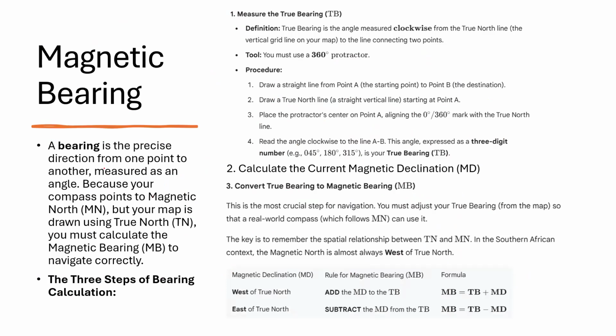So ladies and gentlemen, I hope you are following on how we are calculating the magnetic declination. It's just simple, you just need the understanding. And then we also have the magnetic bearing. The bearing is the precise direction from one point to another, from point A to point B, measured as an angle. Your compass points towards the magnetic north, but your map is drawn using the true north, so you must calculate the magnetic bearing to navigate correctly.